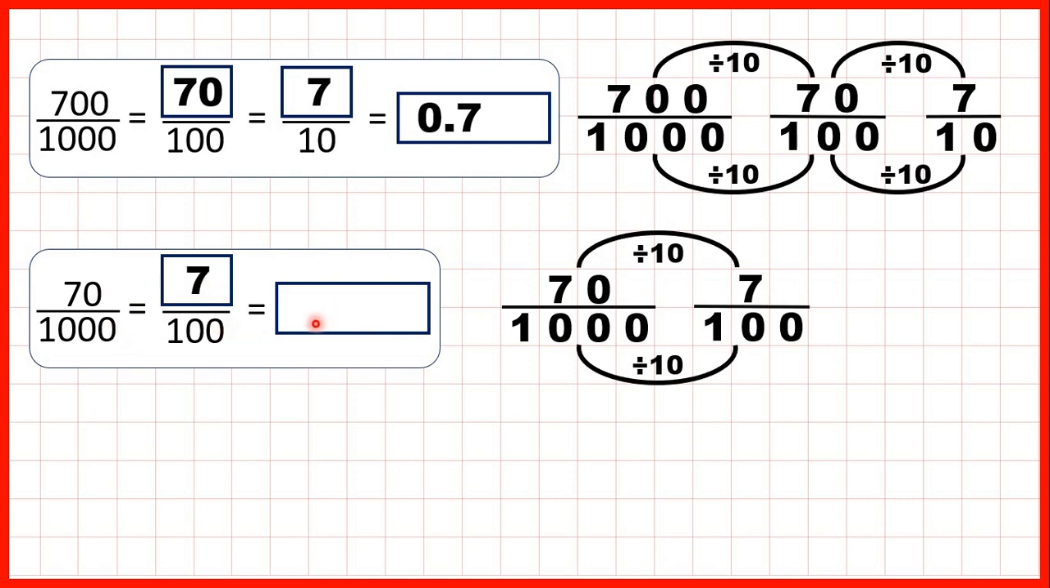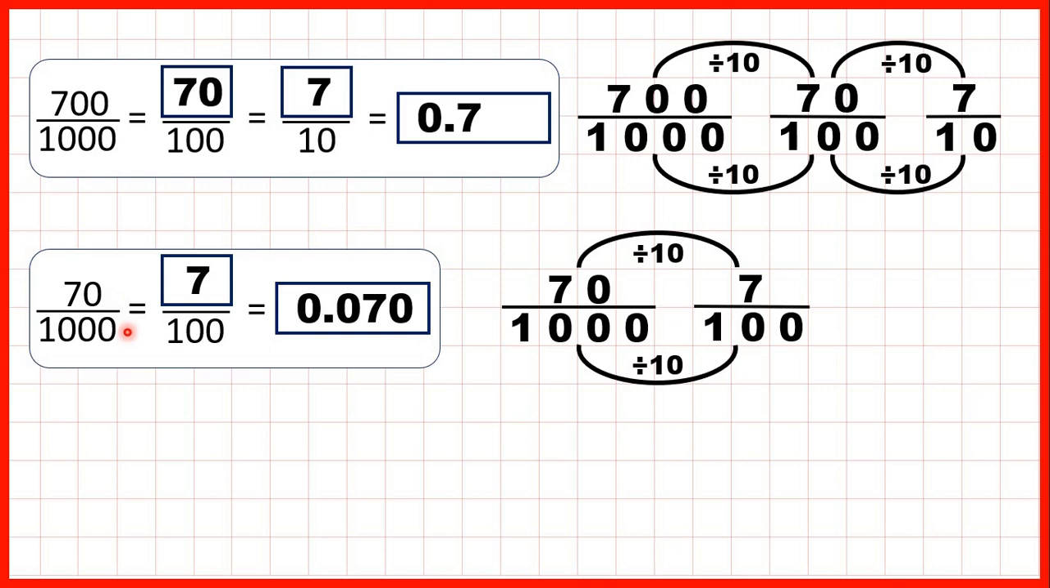And let's think about how we write that as a decimal. If we're writing 70 thousandths, the denominator of 1,000 tells us that we can't go past the thousandths place, so we can have 3 digits after the decimal point. Because we have 70, the 7 gets shifted over into the hundredths place.